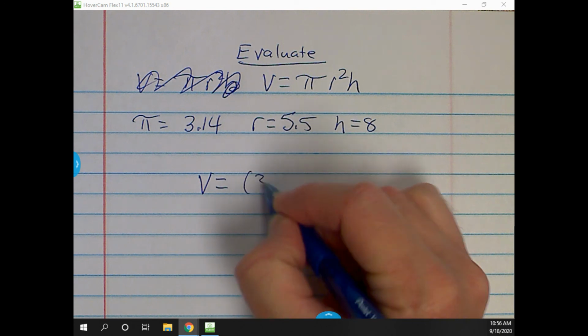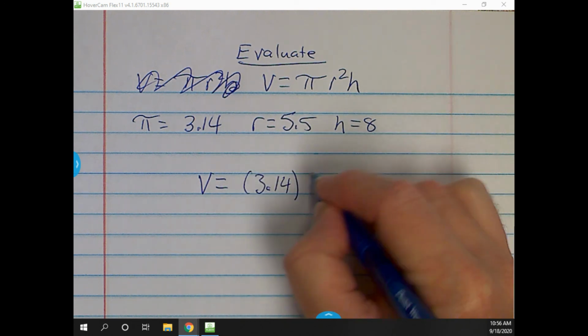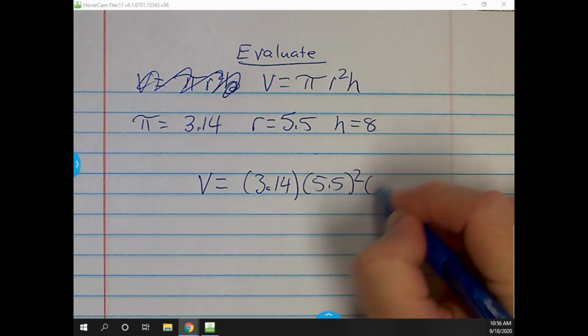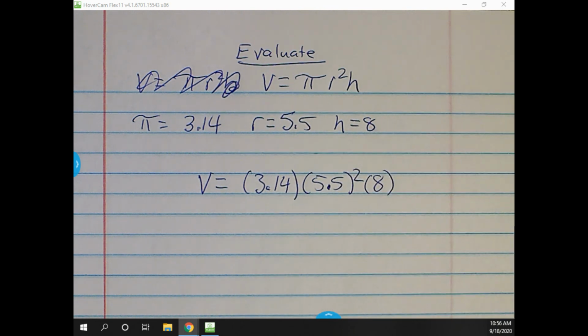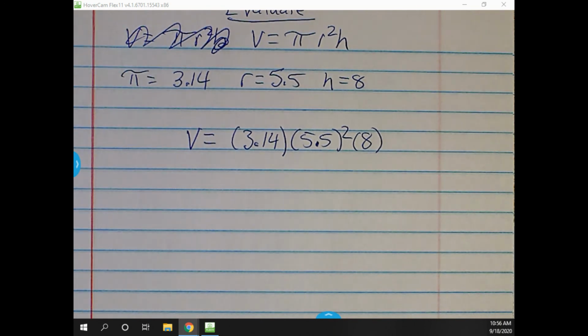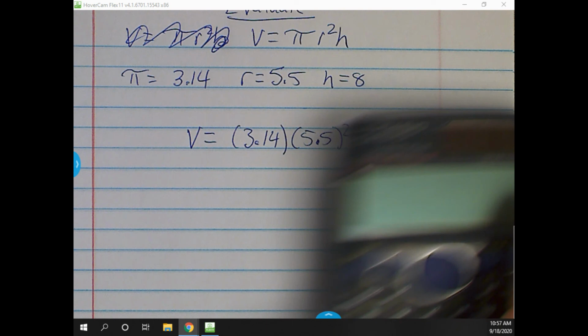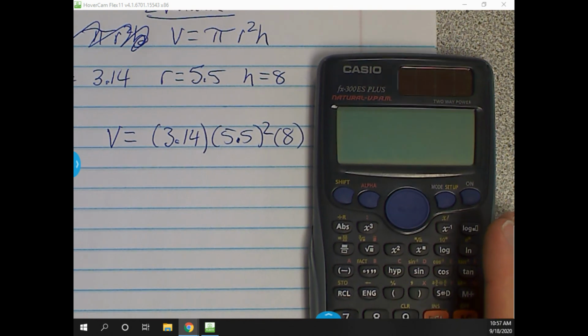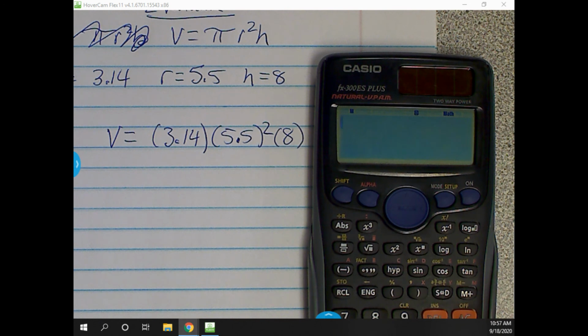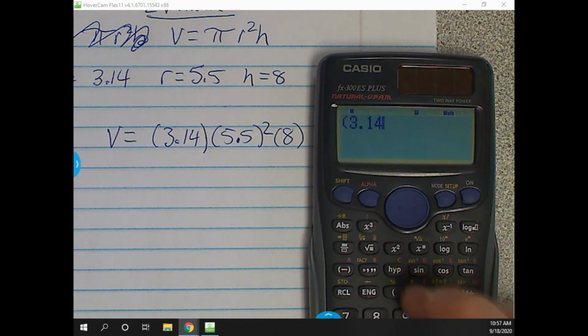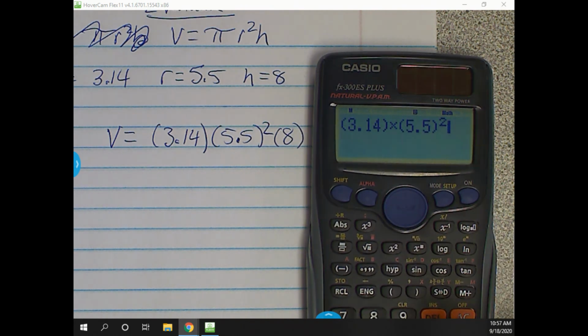Pi is 3.14. The radius is 5.5. And your height was 8. And if you've got any kind of scientific calculator, especially the ones that have a decent sized screen on it, whether this one is a Casio, usually once we get rolling in here and start doing a lot of work in class, we'll have some Casios or some Texas Instruments on the boards. Basically, just take those numbers and plug it right in with parentheses where you've got the numbers and see what happens. So we've got 3.14 times 5.5 squared times 8.